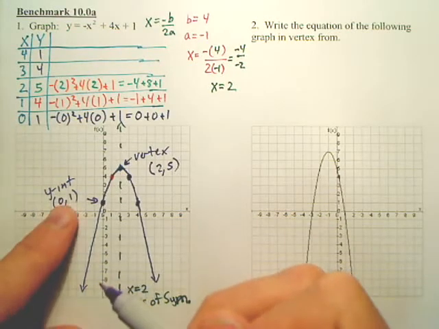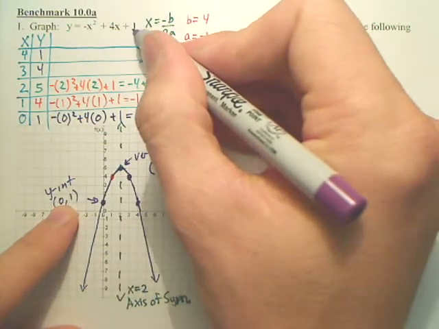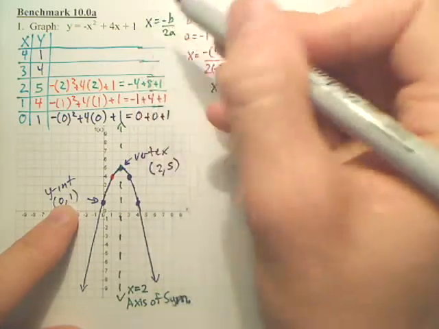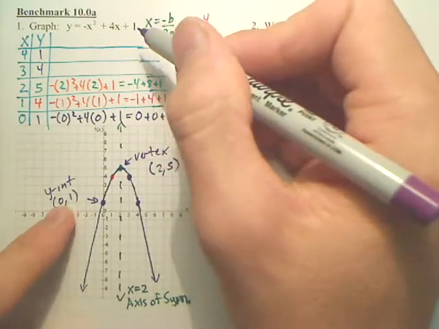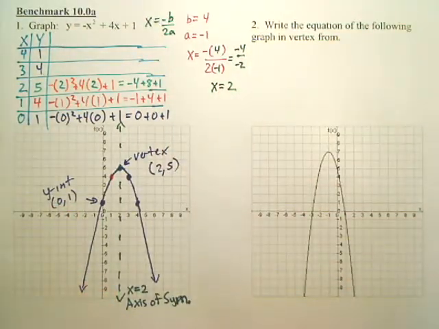By the way, your y-intercept is always your c value. You'll see it. Your c value, this value by itself, is always your y-intercept. It's kind of cool.